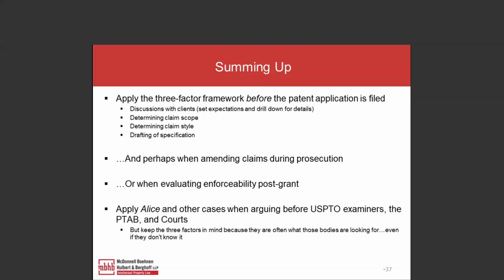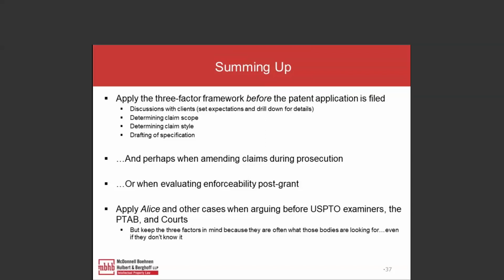You apply the three-factor framework for the most part before you file the application, preferably before you file the application, in discussions with your clients and determining claim scope, determining claim style, drafting of the specification, or when you're amending claims during prosecution. If you're dealing with a 101 rejection, think about the three factors. They can only help you.